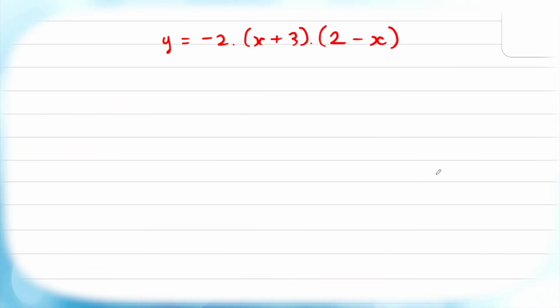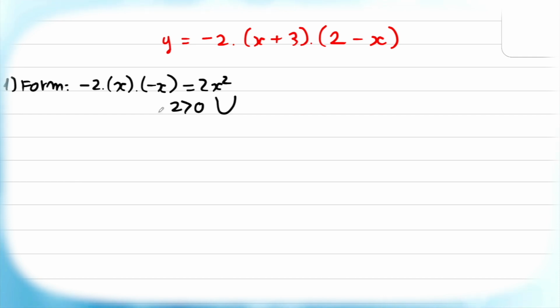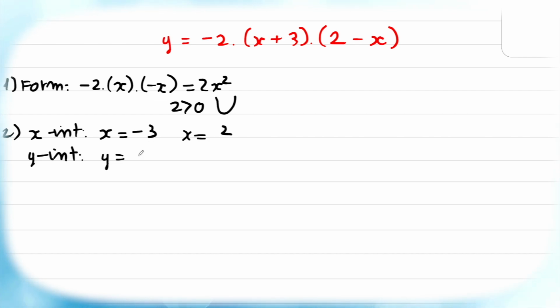The next question you got in this one. Okay, stop the video right now, work on it by yourself, and then you can compare to my solution. Minus 2, the first x here, the second one is here, 2x squared, minus 2 is less than 0, so frown. The x-intercepts will be x equal to minus 3 and x equal to 2. About the y-intercept, y equal to minus 2 multiply 3 multiply 2, minus 12.